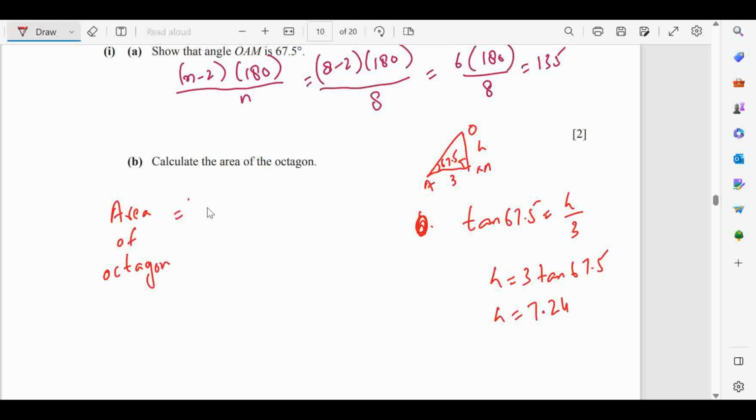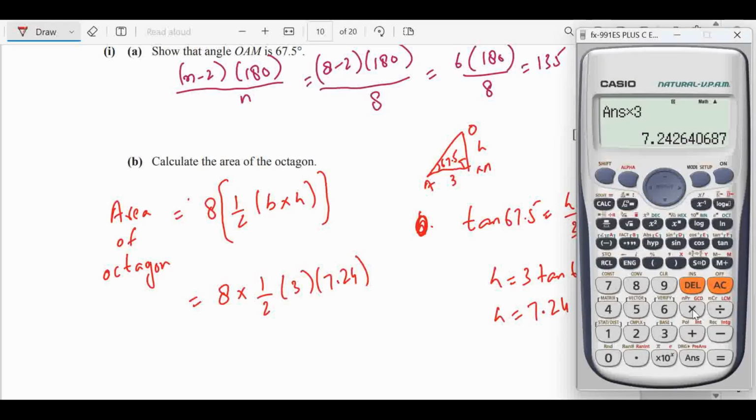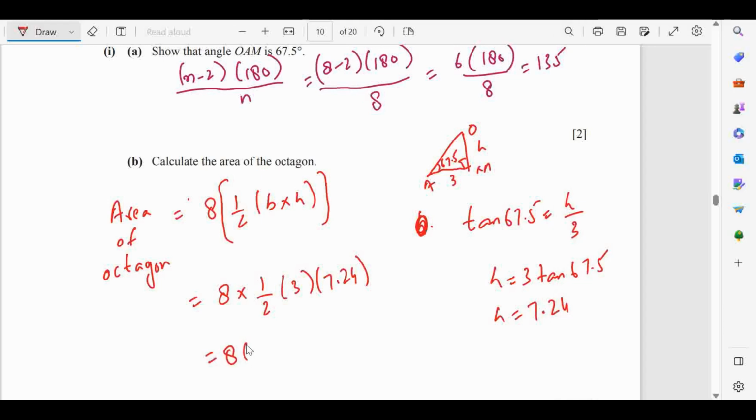This will be equal to 1/2 base into height. And if we multiply the area of one triangle by 8, because we have 8 shapes, this will be equal to 1/2 with base 3 and height 7.24. If we calculate it, 7.24 multiplied by 3 multiplied by 8 divided by 2, this will be equal to 86.91. So 86.9 will be the final answer. This will be the area of the octagon.